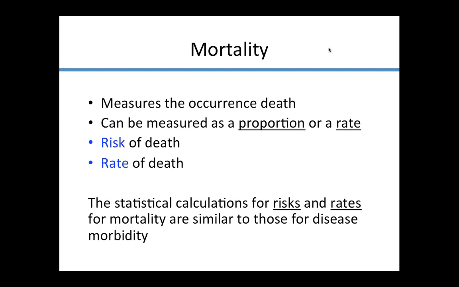Measures of mortality are very similar to measures of morbidity. They measure the occurrence of death, and can be measured as a proportion or a rate, just like disease incidence. You have the risk of death, risk of disease, rate of death, rate of disease. The statistical calculations for risks and rates for mortality are similar to those for disease morbidity.